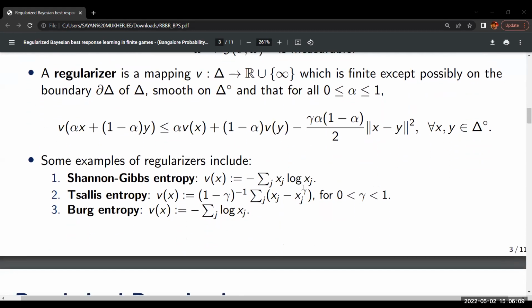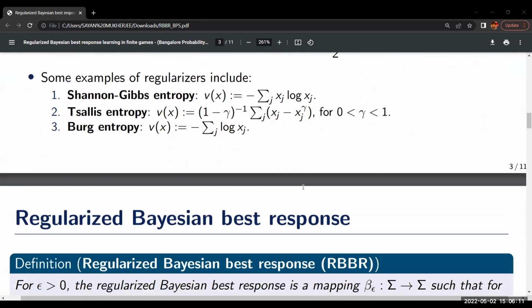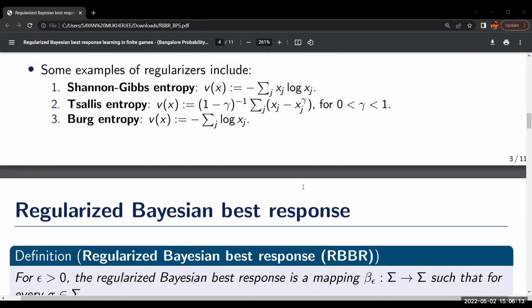Now some examples of regularizers include the well-known Shannon-Gibbs entropy, so v of x is equal to minus summation x_j log x_j, or Tsallis entropy, 1 minus gamma inverse summation x_j minus x_j to the power gamma, where gamma lies between 0 and 1, or Burg entropy. And there are several other examples as well.